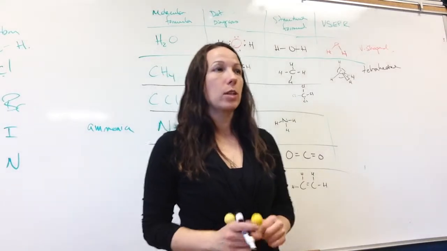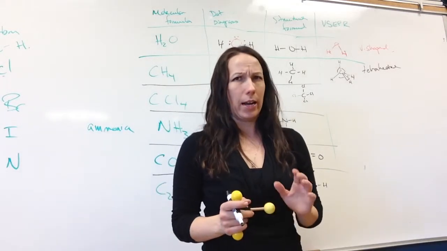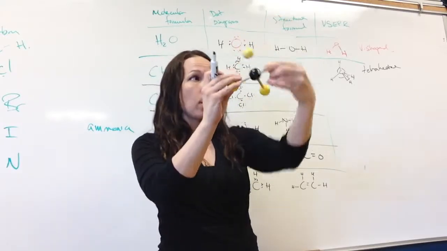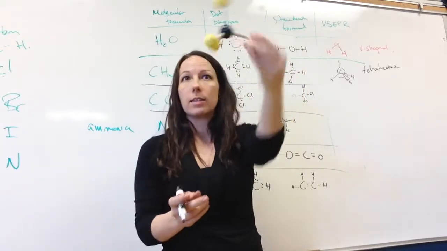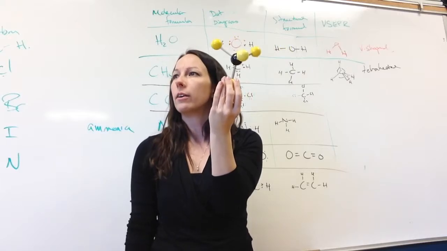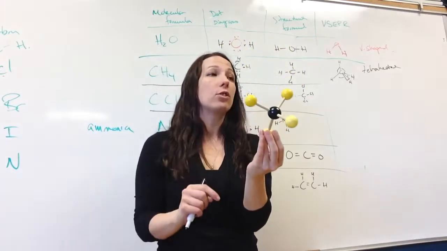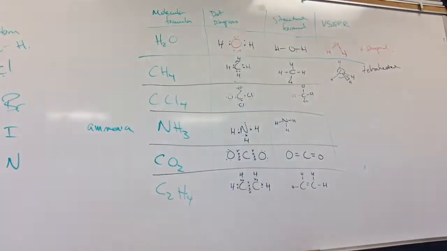Each of those angles is exactly the same, 109.5 or something like that. You can tell because no matter how I rotate it, it looks exactly the same, so they must be the same angle. Everybody get that? And it doesn't matter if these are hydrogens or chlorines.